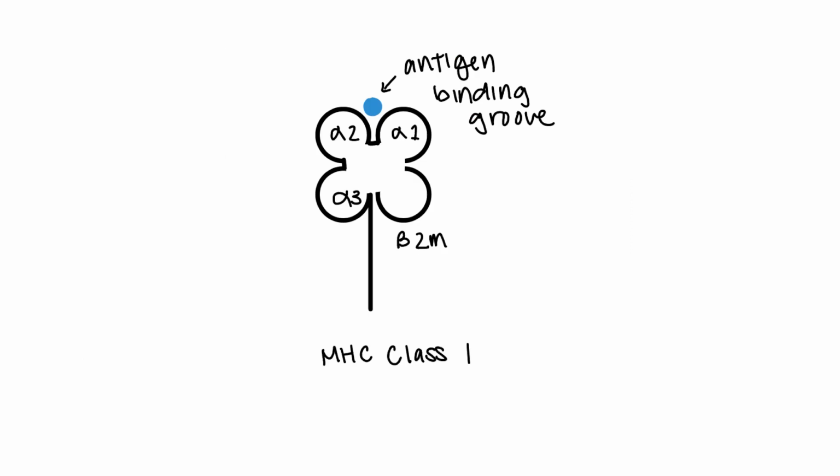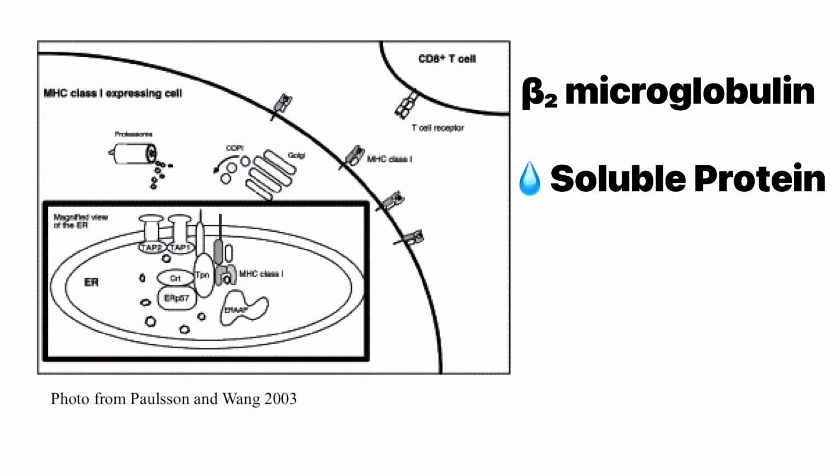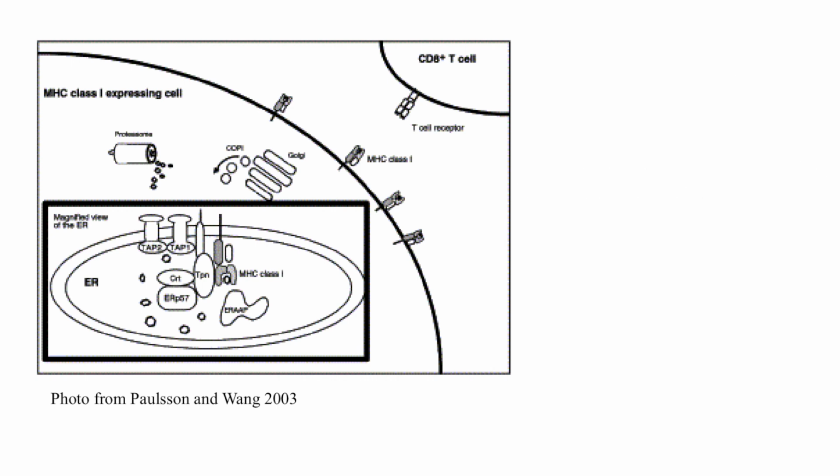MHC Class I molecules are composed of an alpha domain that spans the membrane. Together, the alpha 1 and alpha 2 domains form the wall of the groove where peptides bind. These peptides are only 8 to 10 amino acids in length. MHC Class I is also associated non-covalently to beta-2 microglobulin, a soluble protein. Peptides bound to the groove are presented to CD8+ T cells.